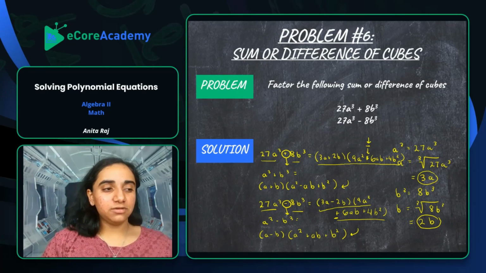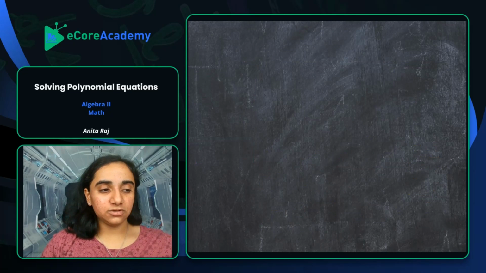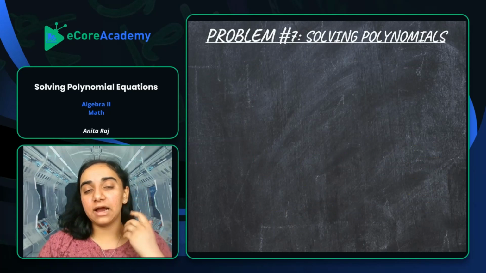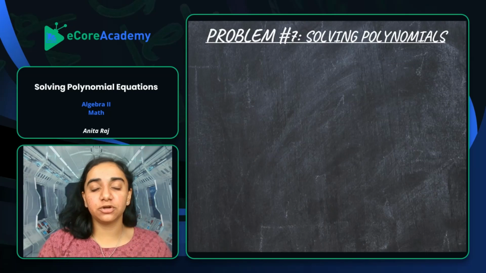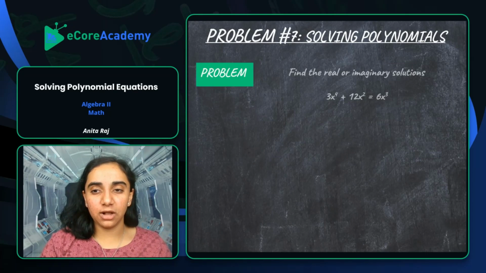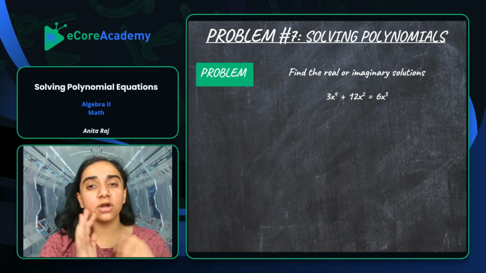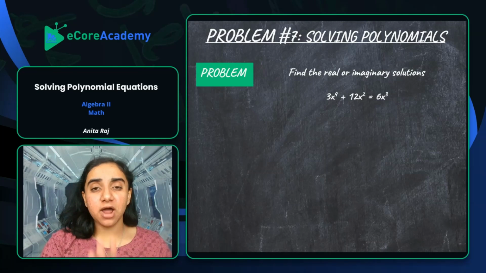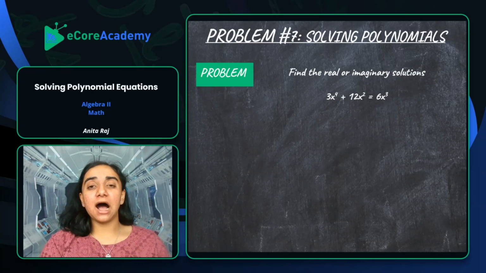All right, so those were our examples. So we're going to move into a problem where we're actually going to be solving polynomials. So we're going to be setting it equal to 0, factoring, and solving for x. So here's our problem. Find the real or imaginary solutions. So we're not just looking for the real solutions, we're also looking for solutions where there's an i involved.